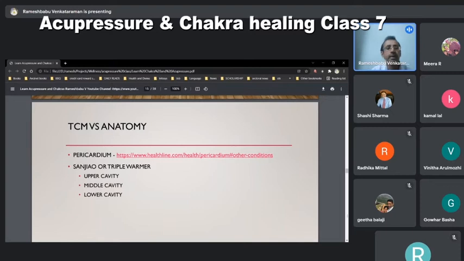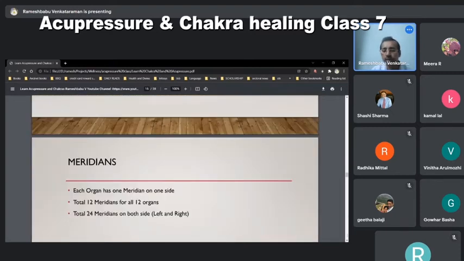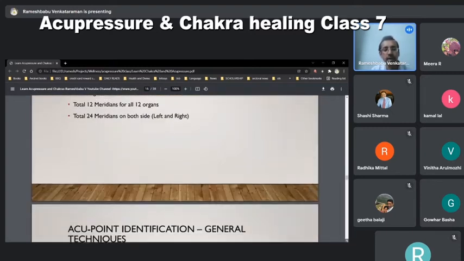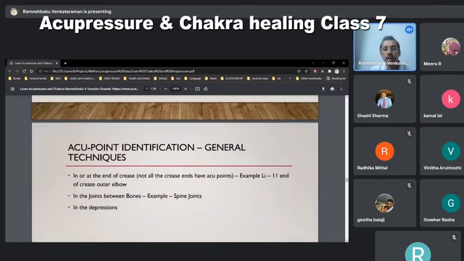Then the next important thing that we discussed is the meridians, which we already discussed. There are 12 meridians, and 24 meridians on both the sides. There are acupoints on each of these meridians. The number of points, all these things, is there in the PPT. So where do these points exist? These points exist at the crease.